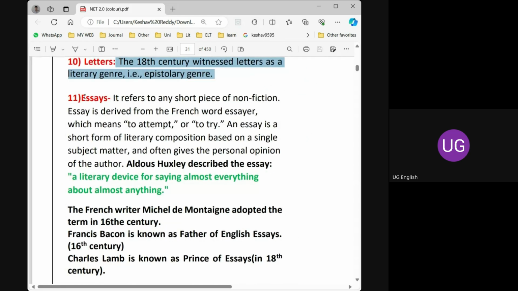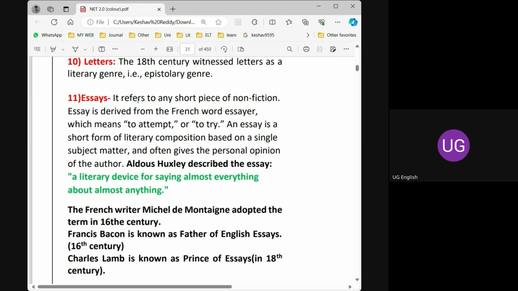The word essay is nothing but to attempt, to try. The word essay means to attempt. So in an essay, interestingly, one can write anything. See the famous quote by Aldous Huxley. He said that it is a literary device; almost everything and almost anything can be covered in that. So an essay can cover anything and everything.